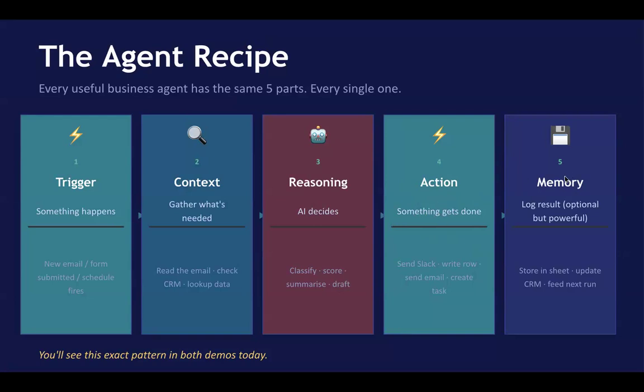Then finally, memory. This is an optional step, but it is a very powerful one. It logs the result. For whatever operation your agent is doing, every time it has a result, it will remember that result, so that next time it won't repeat what it just did.